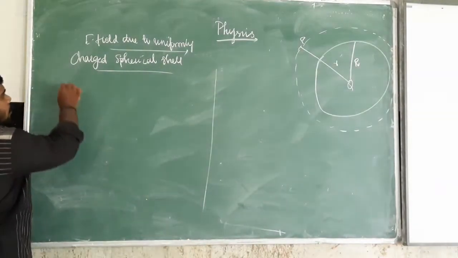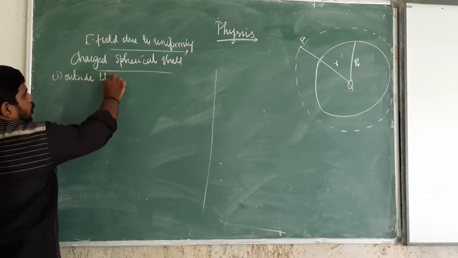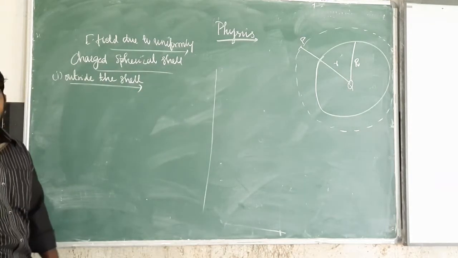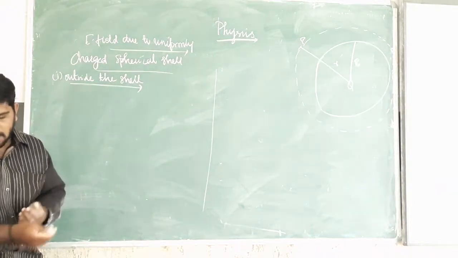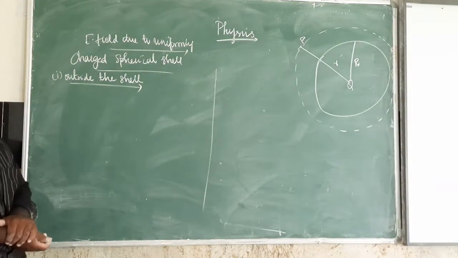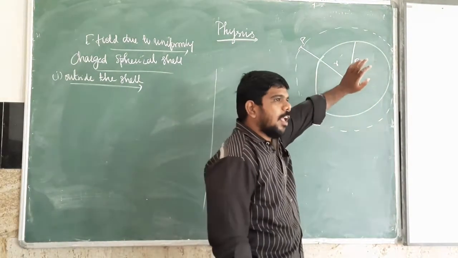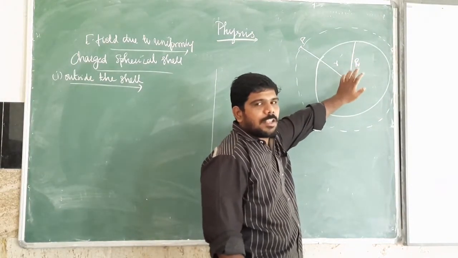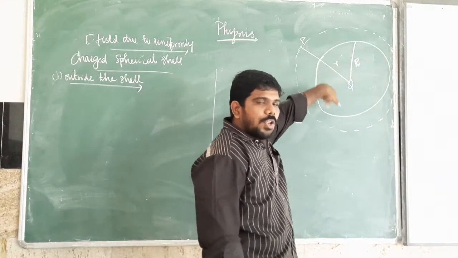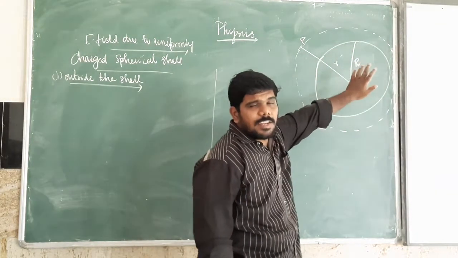So the first point is outside the shell. Point P is placed outside the shell at a radius of r. So what do we have to remember? Consider a uniformly charged spherical shell having a radius capital R, and a point at a distance r, constructing the Gaussian surface having the radius of r.